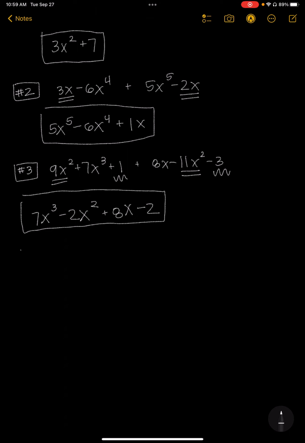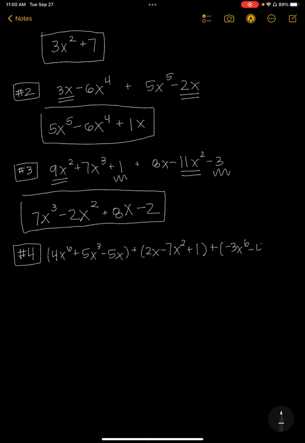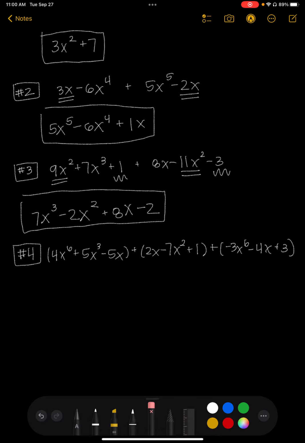All right, let's go through one more example. This example is going to have 3 chunks to it, so I'm going to try and write it a little bit smaller. All right, so start off, no parentheses.